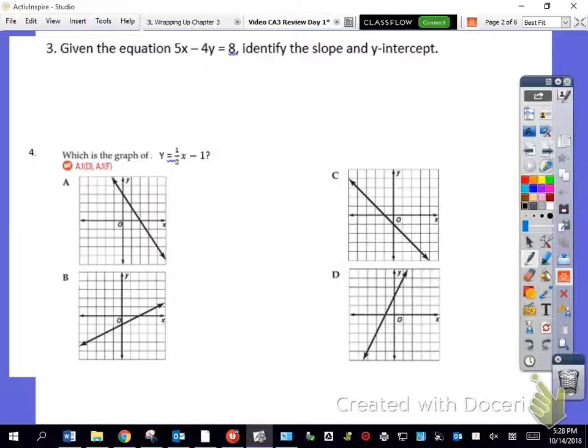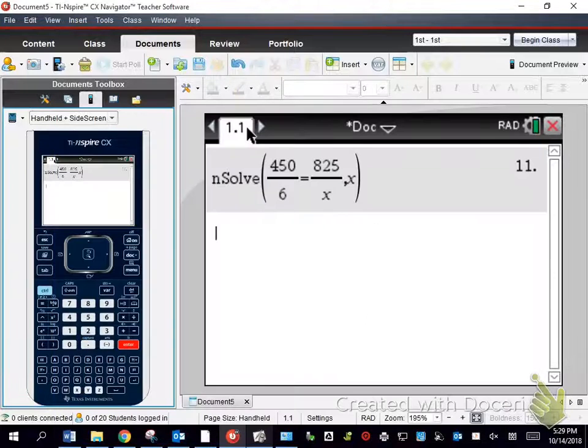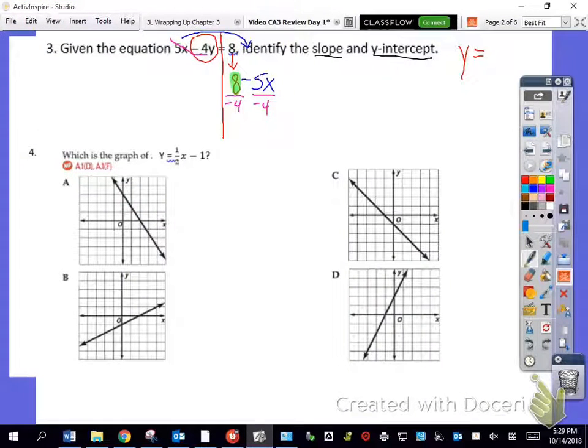Number 3, in order to identify the slope and y-intercept in a given equation, you have to solve for y. So draw your line, I need y all by itself, so bring down the 8. And then I have to bring 5x to the other side, so opposite of positive 5x is a minus 5x. And then I still have to divide by what's in front of the y, which is a negative 4. So divide both of those by negative 4. Now when you put it in your calculator, always enter from the top. So that is going to be 8 divided by negative 4. And so you get negative 2, right? So you have negative 2.